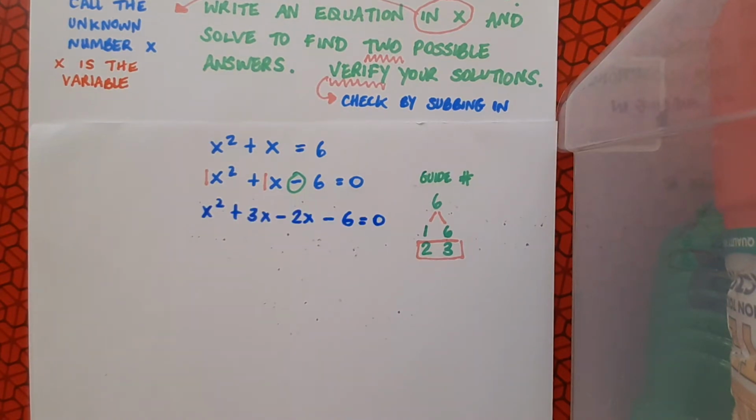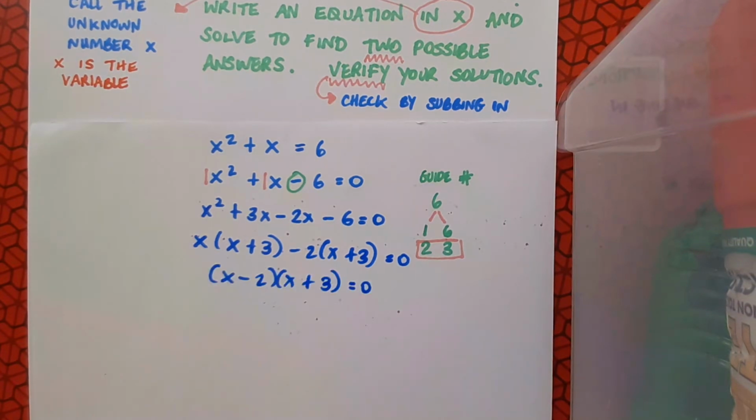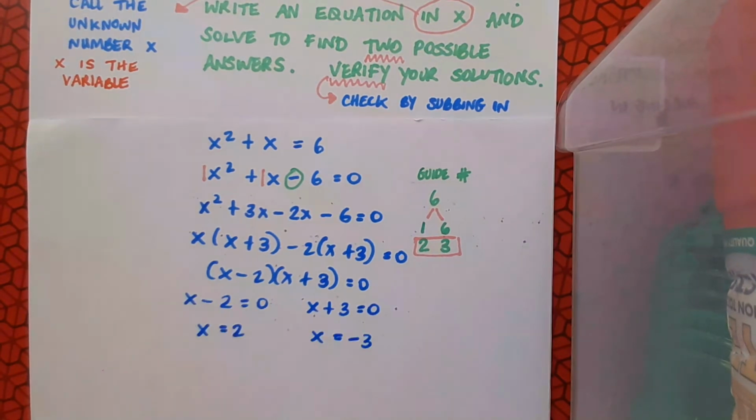So I've split up my quadratic like this, and now I'll factorize. And then my last set of brackets is going to be x minus 2 by x plus 3 equals 0. So these are the factors of my quadratic. And now I want to get my roots or my solutions. Again, let each bracket equal 0. And then I'll just solve for x. So in this case, I get x equals 2 and x equals minus 3.